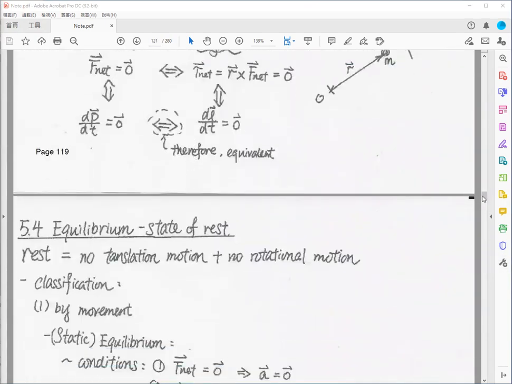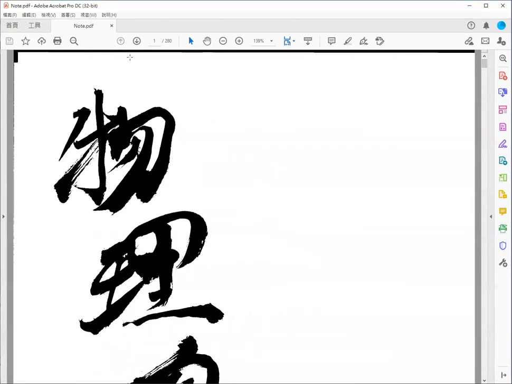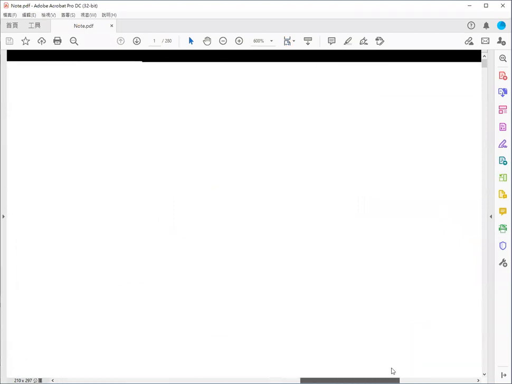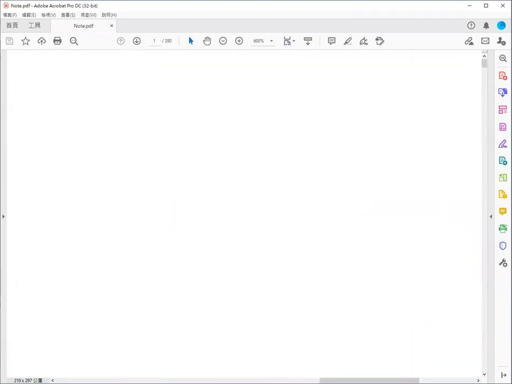I think there's, let me remember. So let's use this white space here. So you may copy it down by yourself, okay?